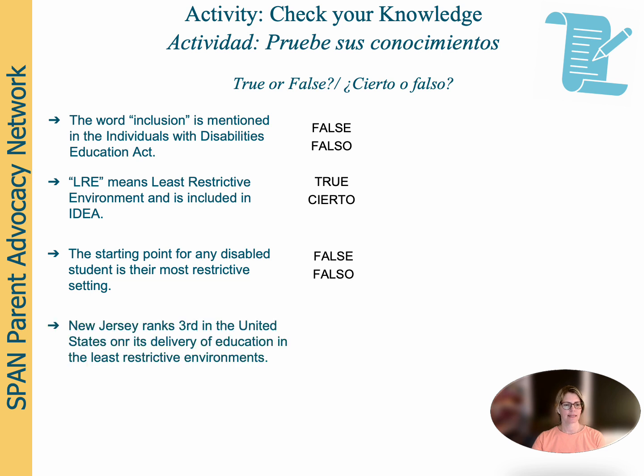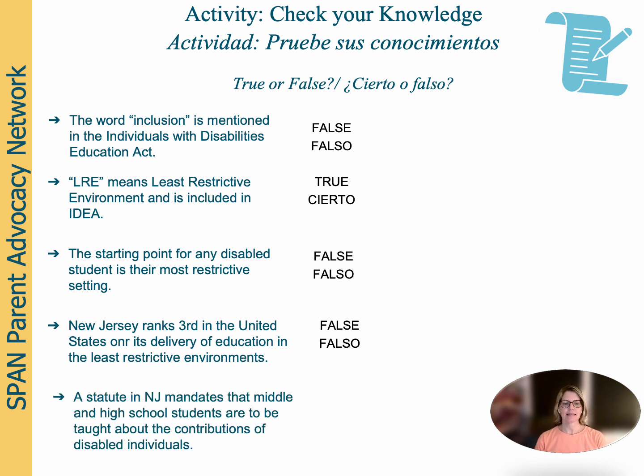Next statement. New Jersey ranks third in the United States on its delivery of education in the least restrictive environments. True or false? The answer is false. New Jersey actually ranks 50th in the United States on its delivery of education in the least restrictive environments. That's correct. We are last in this. Terrible shame.